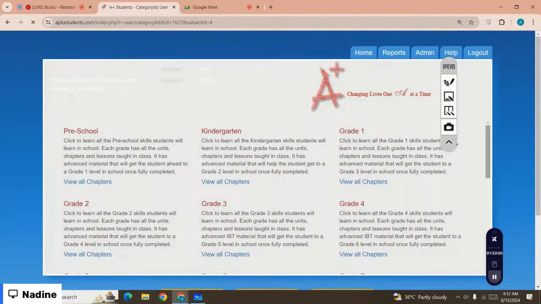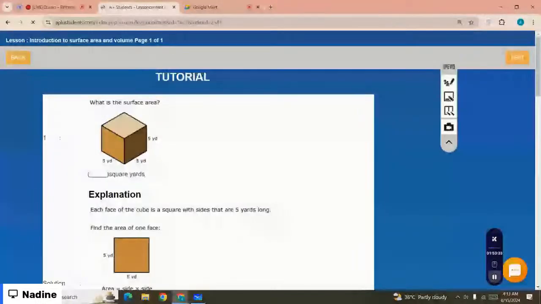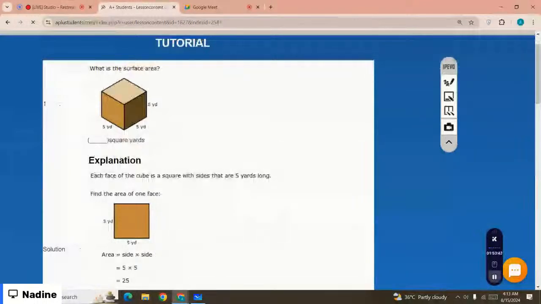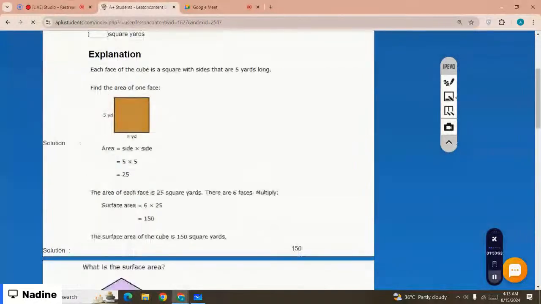Example. What is the surface area of the cube? Each face of the cube is a square. You need to find the area of one face, that is 5 times 5. Area would be side times side. Now the surface area of the cube is 150 square yards.